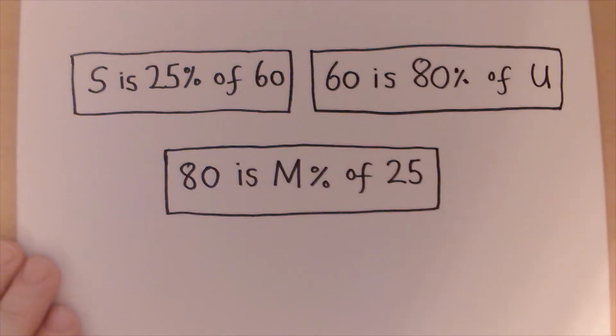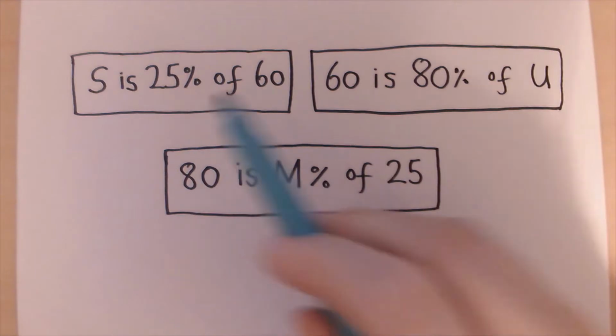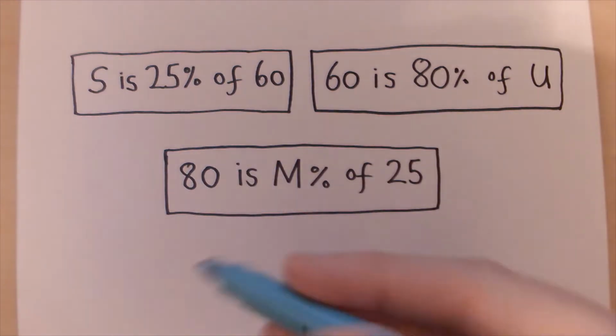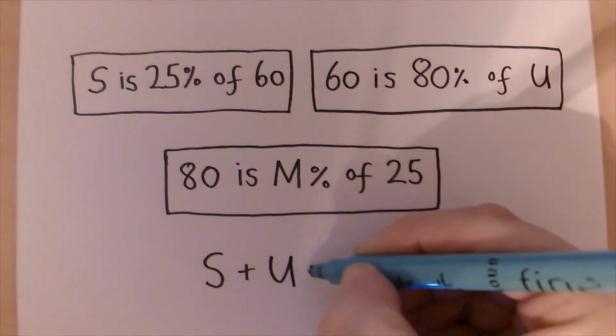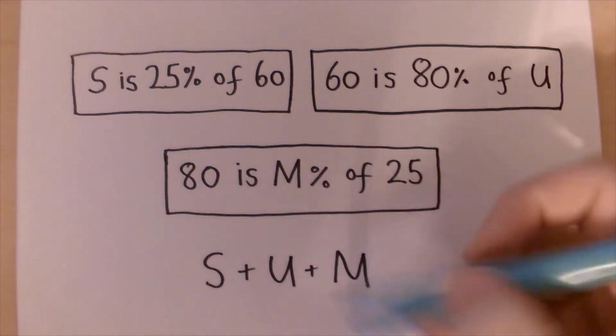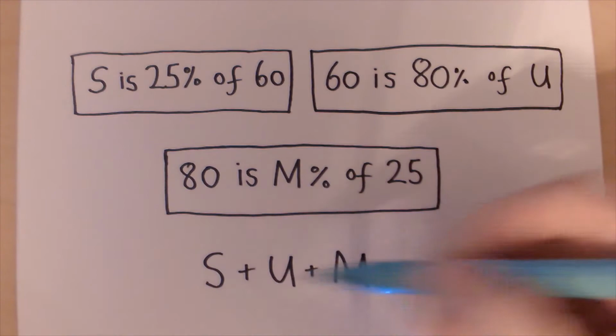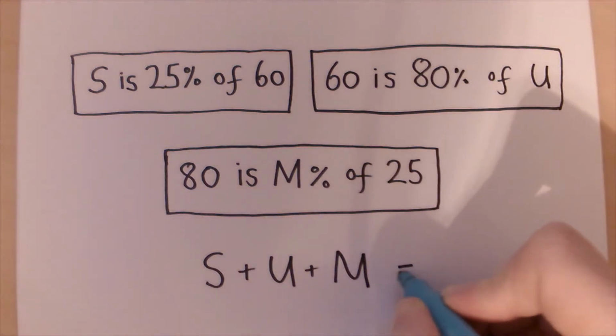Now this one is for big boys and girls. For the trickier problem today, we've got 3 boxes of calculations. I want you to work out what S plus U plus M is. Sum. What is the sum of S, U and M? So you're going to have to read them all.